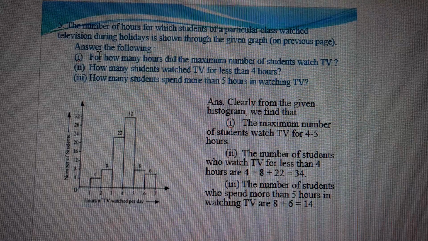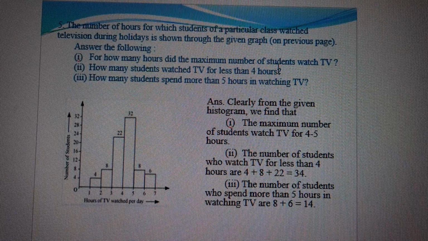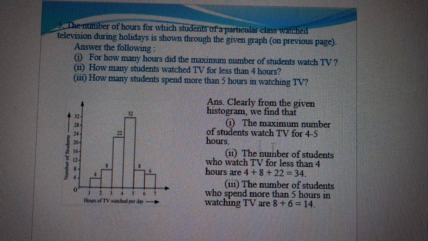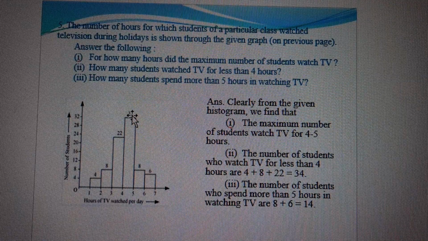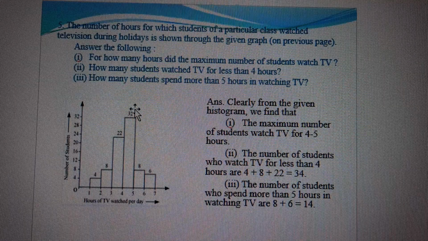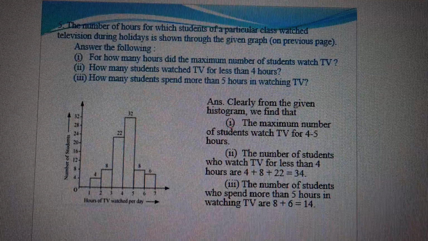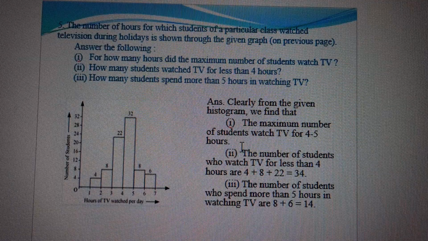So question number 1 is: for how many hours did the maximum number of students watch TV? So how many hours? Maximum means the bigger bar, this bar, the highest bar. So the timing is 4 to 5 hours. The maximum number of students watch TV for 4 to 5 hours.